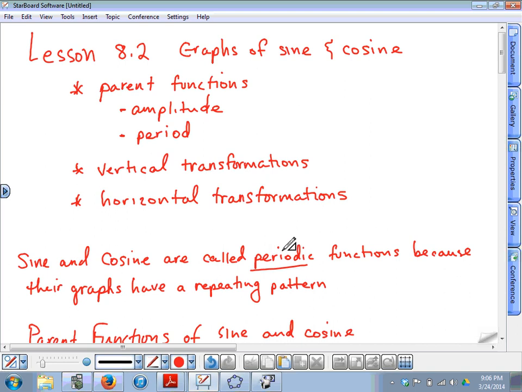This lesson right here is going to be pretty much the main lesson of this next unit. Most of the test questions are going to come from this lesson, from lesson 8.2 or section 5.2 in your textbook. So this is one you're going to want to pay really good attention to.